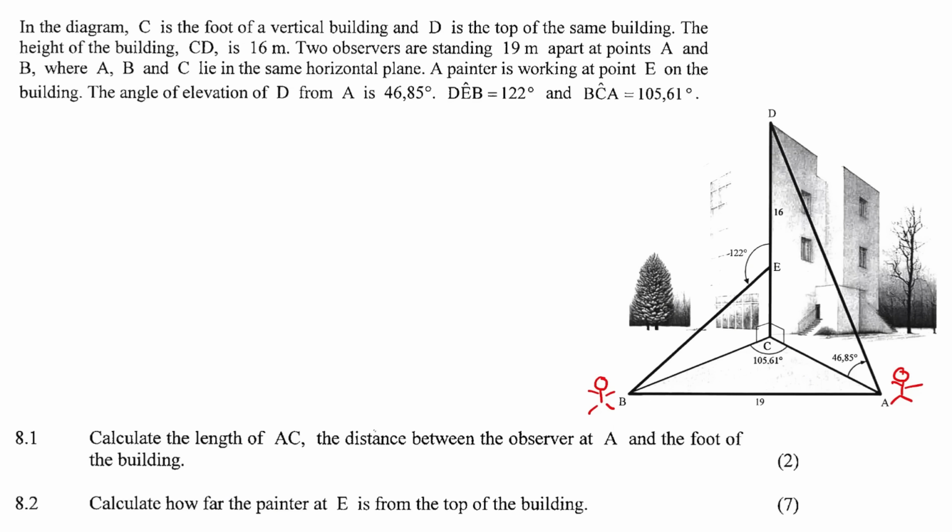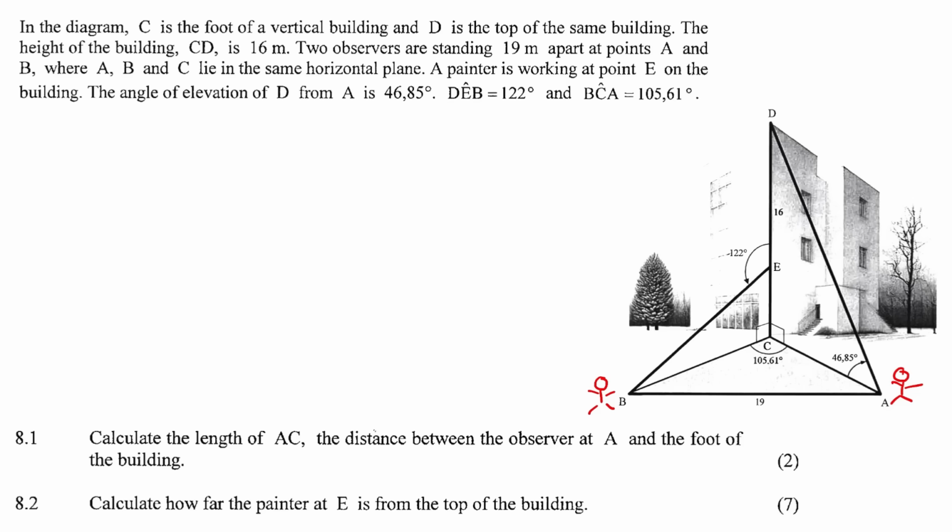At points A and B, where A, B, and C lie in the same horizontal plane. What that means is that this is all on the ground. That's what they mean when it's the same horizontal plane. It's all on the floor. So you can imagine all the cars are parked here. A painter is working at point E. So he's obviously standing on a ladder, something like that.